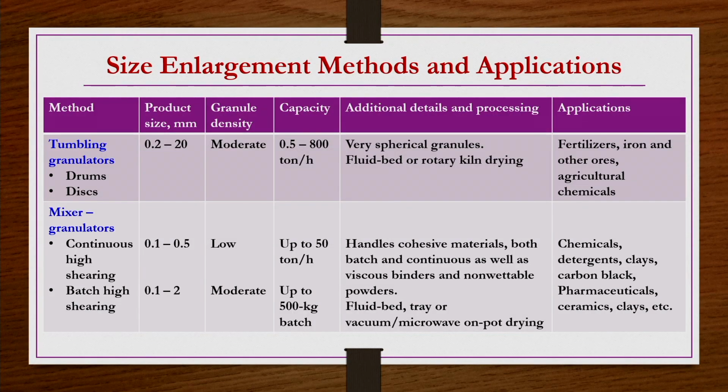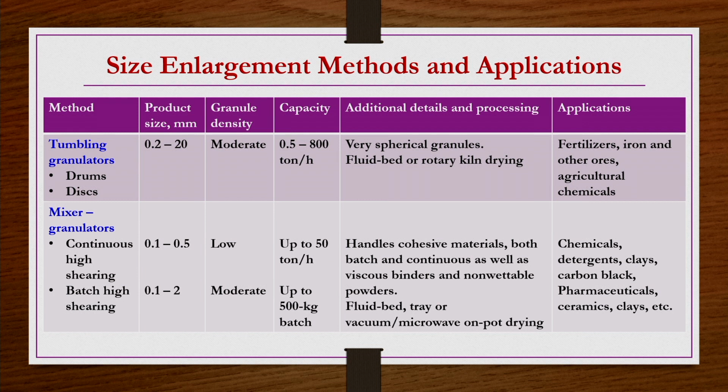So these mixer granulators can be of two types: continuous high shearing or batch high shearing equipment. Continuous high shearing mixer granulators in general produce products of size 0.1 to 0.5 mm, whereas the batch high shearing mixer granulators can produce product size up to 2 mm, that is 0.1 to 2 mm. The density in general is low if you apply the continuous high shearing mixer granulator. If you apply the batch high shearing granulator, then the granule density is in general moderate.